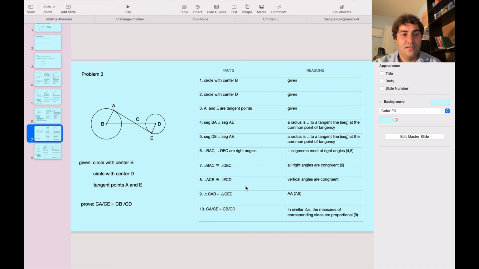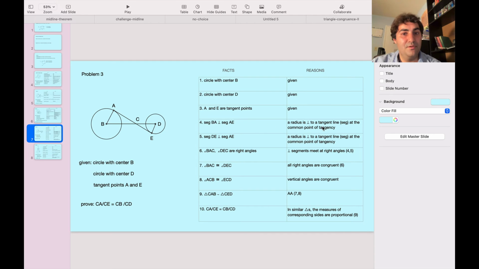Okay, we're given a circle of center B and a circle of center D and tangent points A and E. I'm not stating it, to save a little space, but we'll just say that BA is a radius, right? And DE is a radius of the circle. So we want to prove that length of CA divided by length of CE equals length of CB divided by length of CD. So I write down what I know.